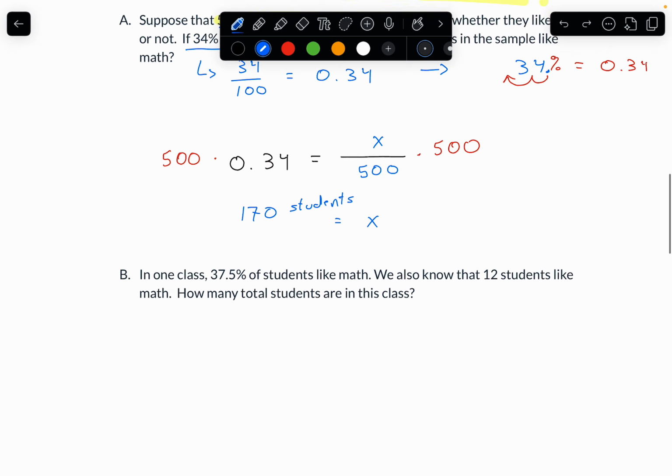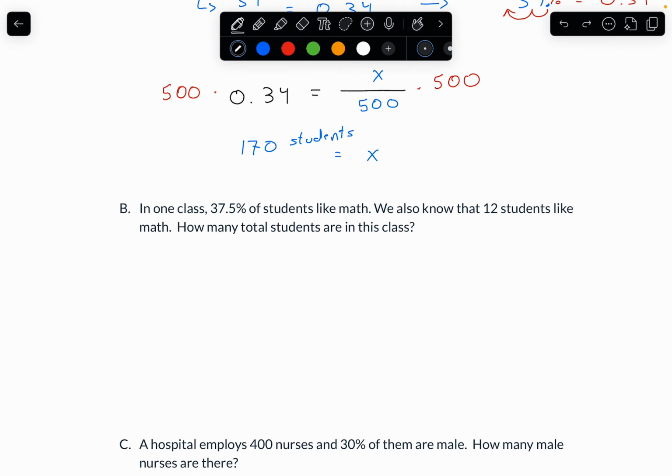Moving on then to part B. Part B says in one class, 37.5% of students like math. We also know that 12 students like math in this class. I want to know what is the total number of students in this class. So this is kind of a circumstance we don't often see when we're working with percentages. Usually we're trying to find the percentage of a total. Here I'm actually looking for the total.